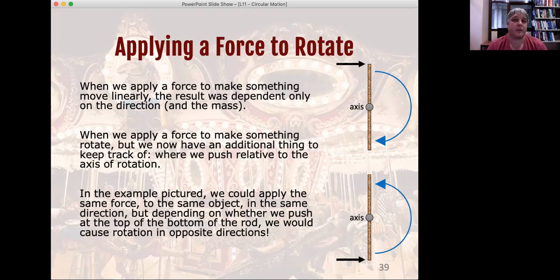Those two forces could be identical. They are both the same magnitude, they are both the same direction, they're both being applied to our rotating rod, yet they cause different rotations. So now we not only have to think about the magnitude and direction of the force, but about where the force is being applied to the object.